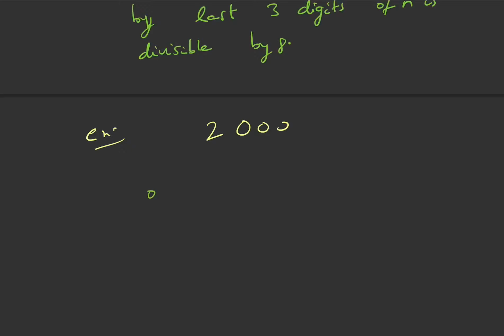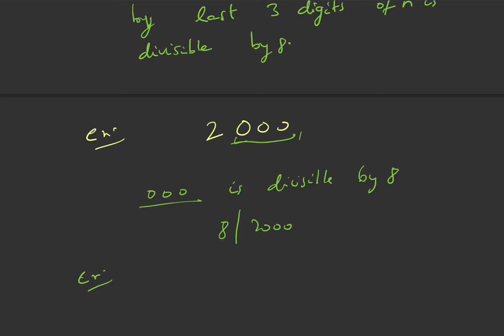Now clearly you can see that 0 0 0, this number formed by the last three digits, is divisible by 8, right? So then I can say that 8 also divides 2000.